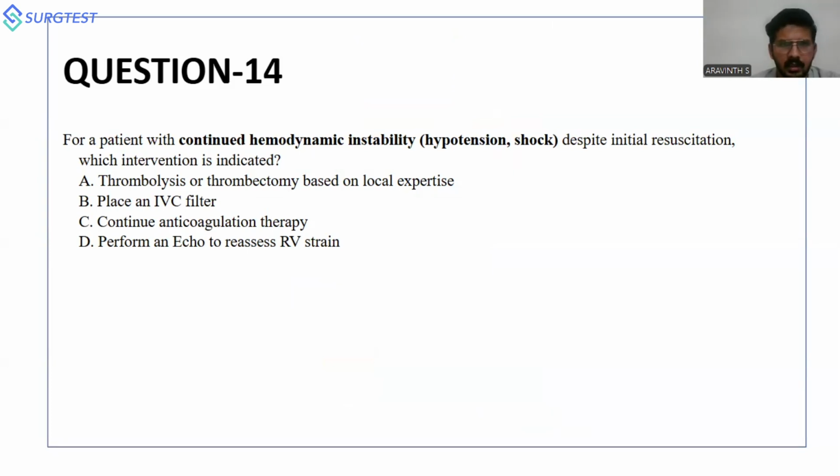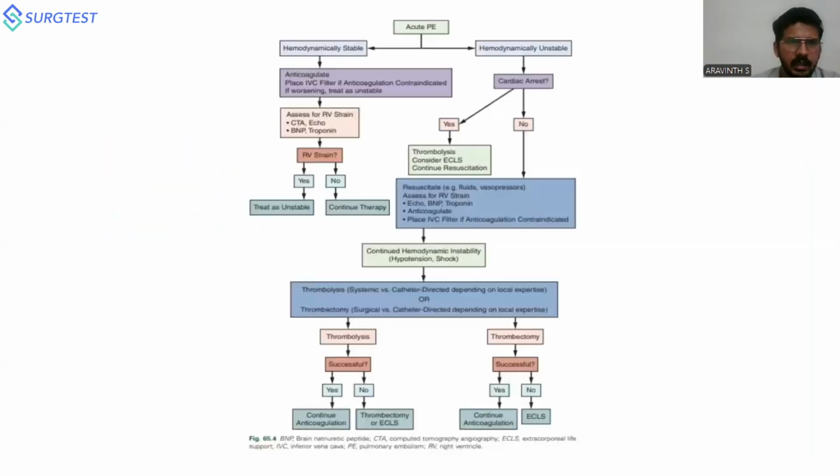So yeah, I've told you very clearly, if a patient is hemodynamically unstable, which was previously called a massive pulmonary embolism, you go ahead and thrombolyze the patient straight away. In a few centers who have the expertise to do a local thrombectomy, you can always do a mechanical thrombectomy in the pulmonary artery. The correct answer is A. So as I told you here, we'll come to this side of the arm now.